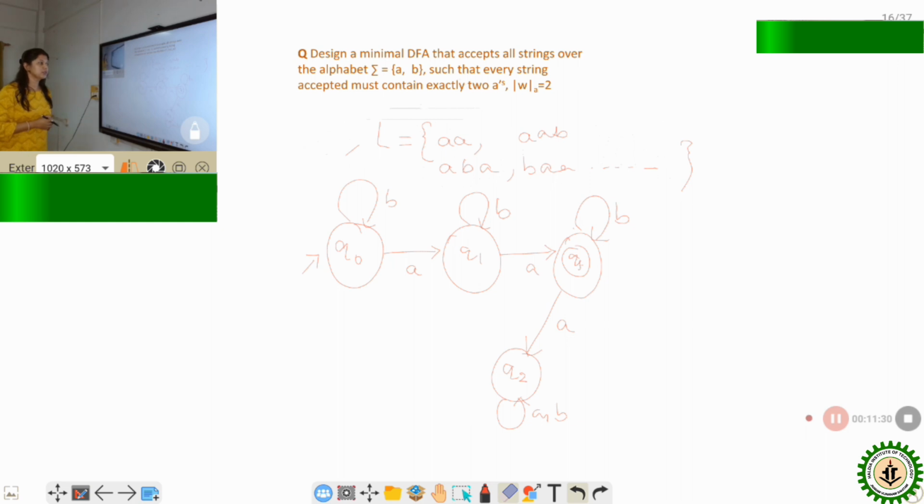Okay. Now we are checking. If we apply A, it will go to the final state. AAB, AAB, it will stay on the final state. ABA, ABA, BAA, BAA. Okay.